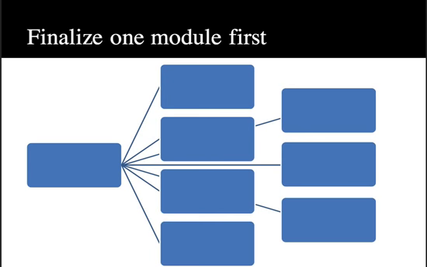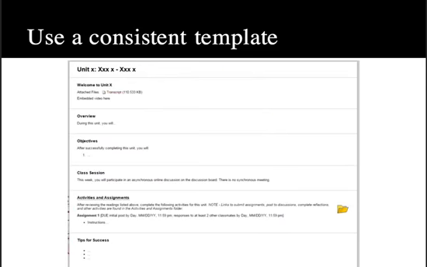And here, by the way, when I refer to module, this might as well be a week or a unit. I'm using module as a very generic term here. However you structure your course, do one first and then do the remaining ones. And depending on how your course is structured, you might not want to do week 1 first. You might want to start with 2 or with 3 if that's more representative of the entire course. And when you're finalizing one module first, you can actually build out a template that you use for all of the modules in your course.